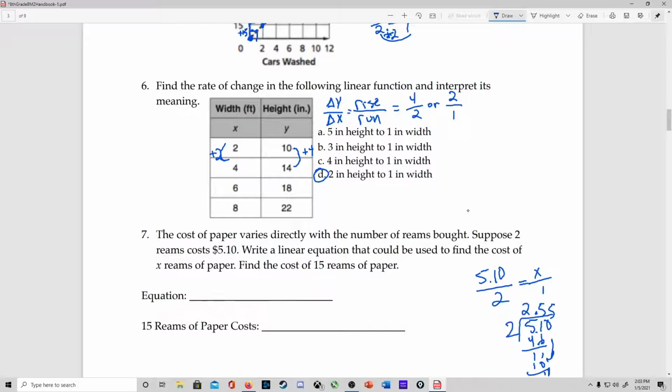So our equation is cost is equal to 2.55x, right? Because x is the number of reams. Okay, so if we're doing 15 reams, then this is just cost equals 2.55 times 15. So we just got to do the math.